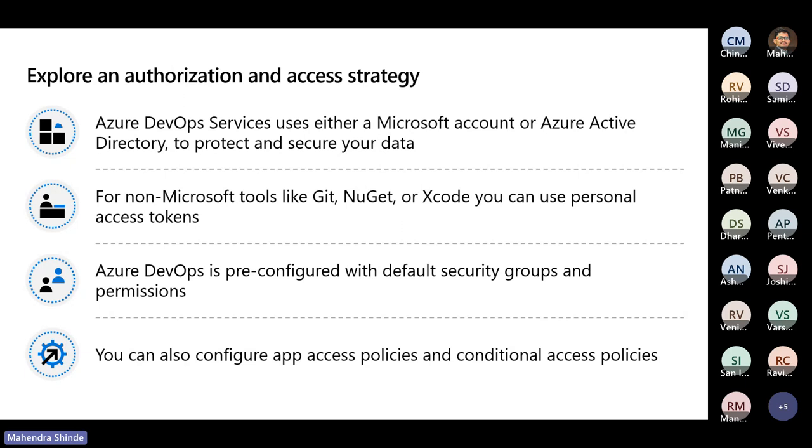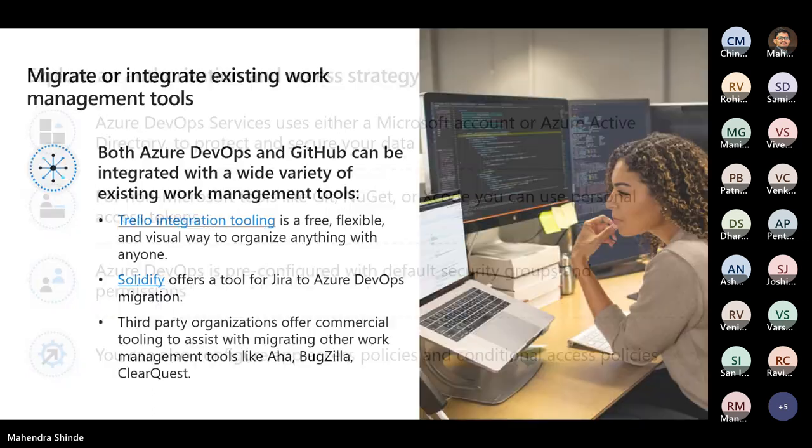But if you try to log in from an unknown device, then it will not just ask you for a username and password, but it will also send you an OTP on your message and ask you to verify it further. That is conditional access. Is that clear? Okay.